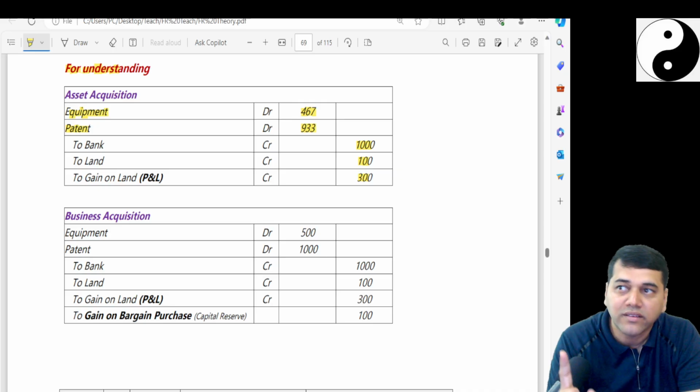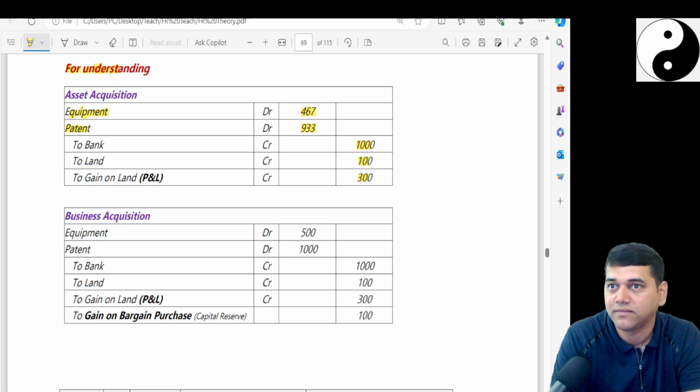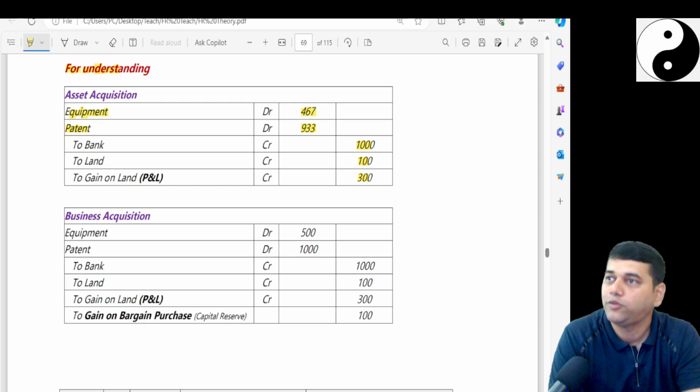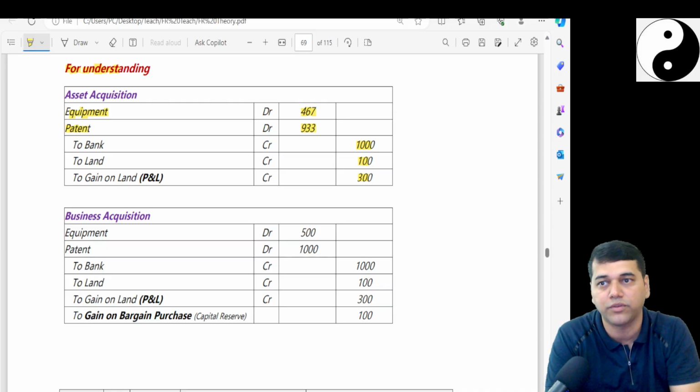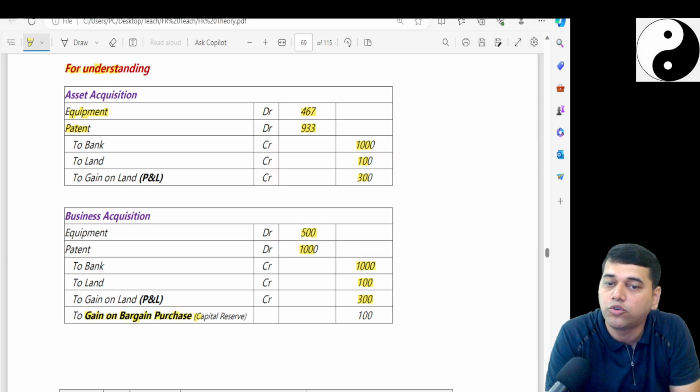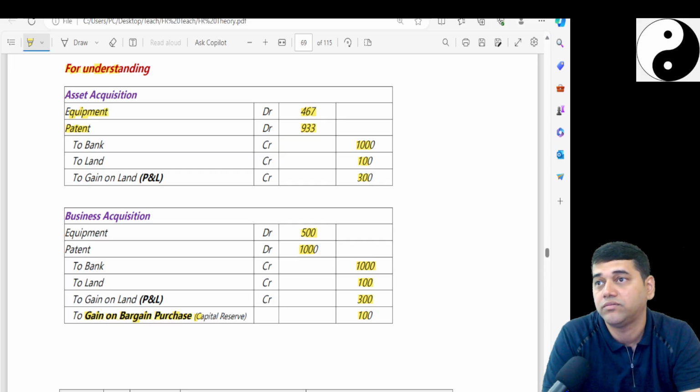If at all the same thing was a business combination, because the question is silent, you can also tell some logic there. And if you say it is not a business combination, equipment would be 500 at a fair value of 1,000, bank, land, gain on P&L, and this difference will go to capital reserve. See how the entries and the values are different now.